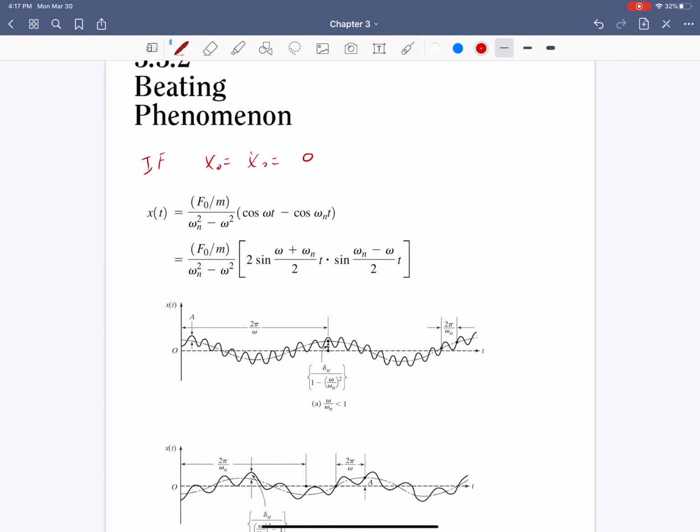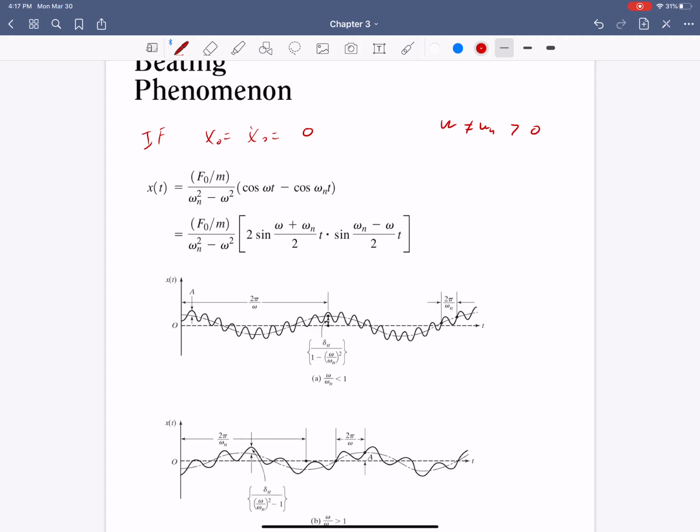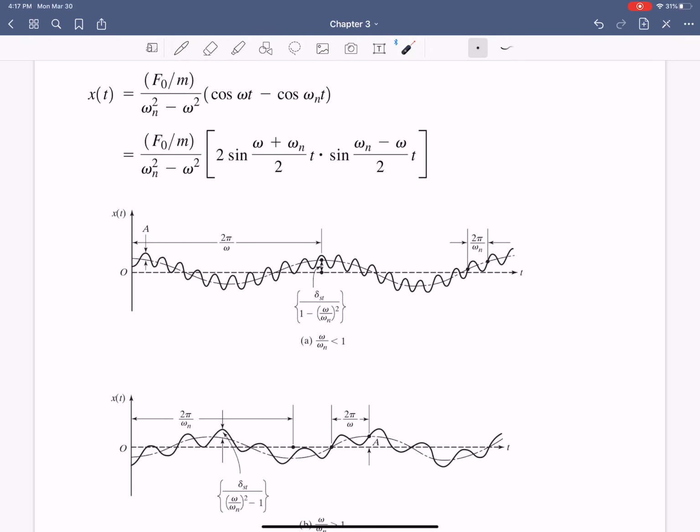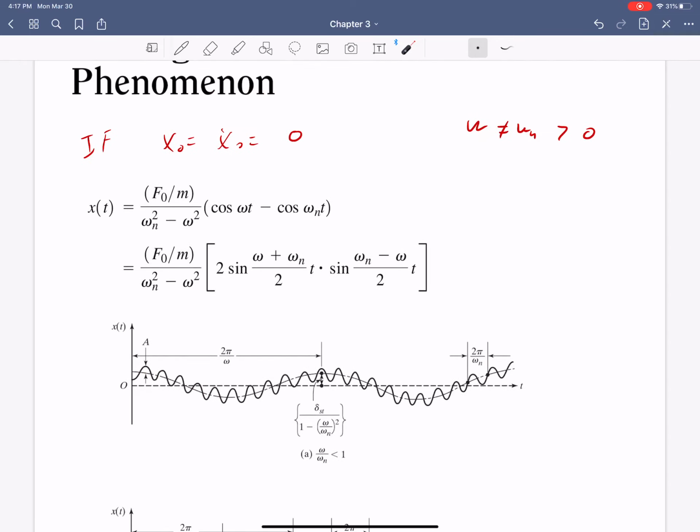Okay. A couple more things we want to talk about is what's called the beating phenomenon. The beating phenomenon occurs any time that omega does not equal omega n, and is greater than 0. It occurs, but it's most relevant when omega is close to omega n. And what happens is, here is your driving frequency right here, okay? And laid on top of it is this natural frequency, okay? And they sum up together, okay?